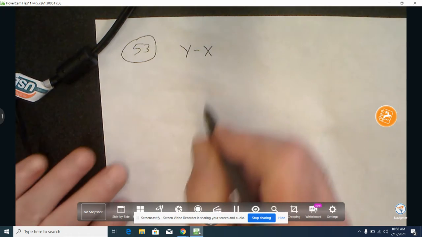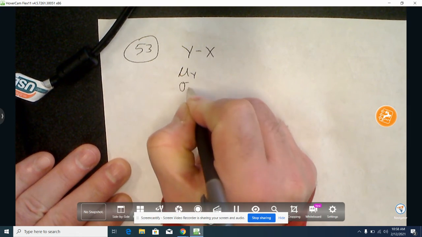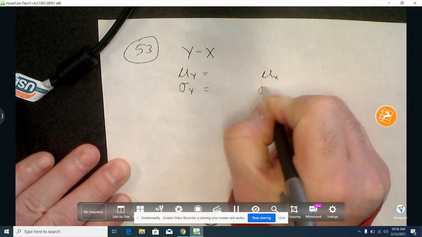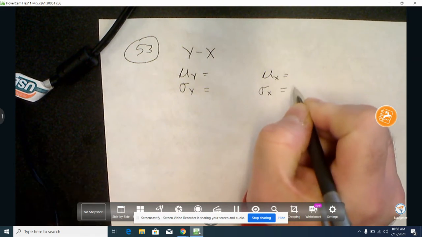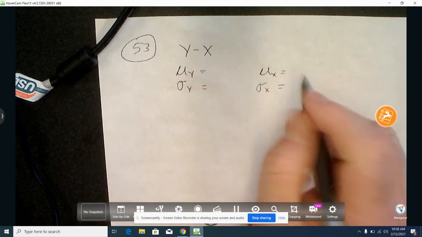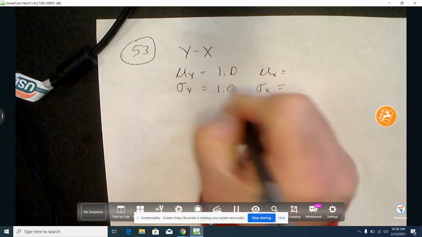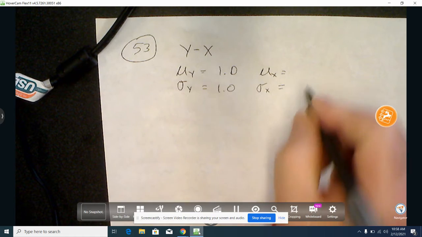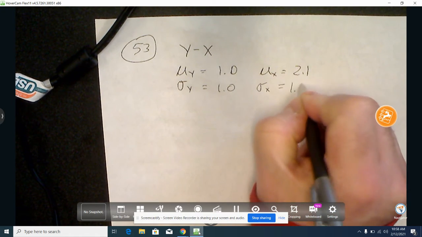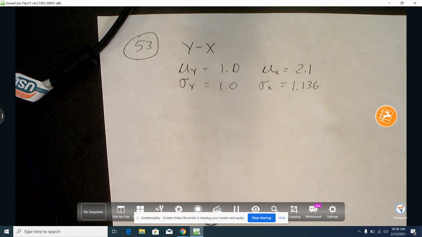Oh, I should have written these down in advance. Sorry. So mu sub Y, sigma sub Y, mu sub X, sigma sub X. Let me get those written down real quick. So the Y's are 1.0 and 1.0. And the X's are 2.1 and 1.136. And this, again, came from exercise number 51.